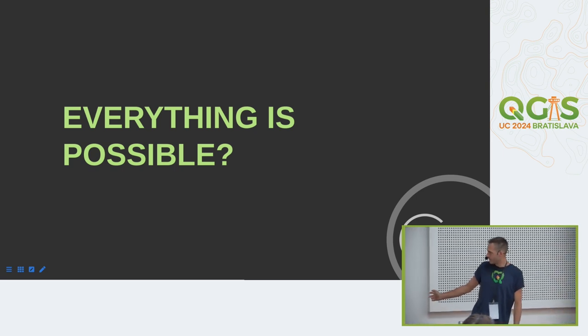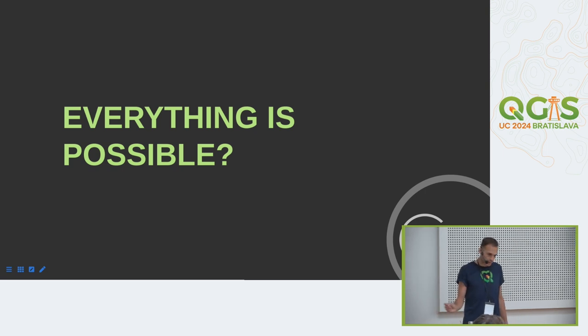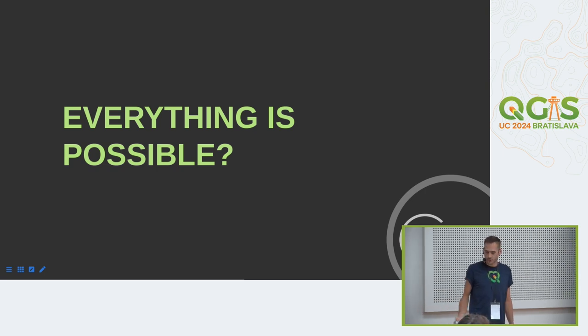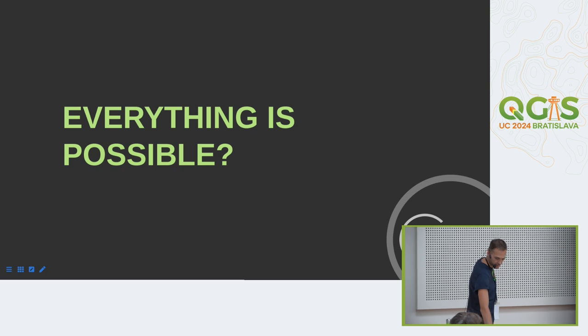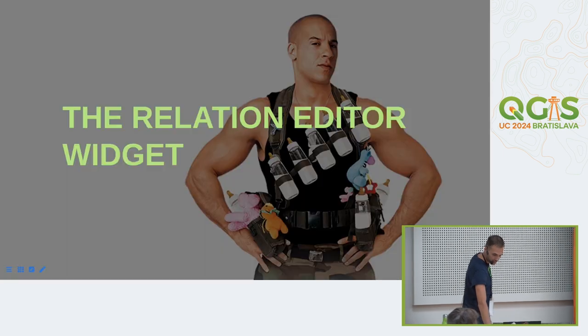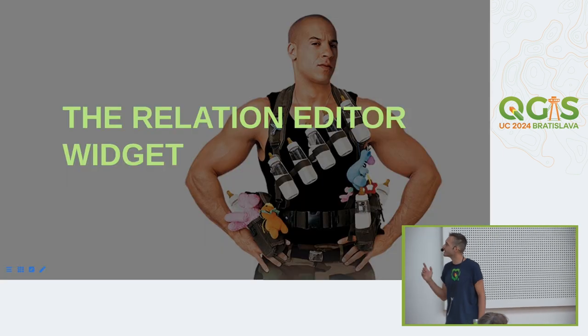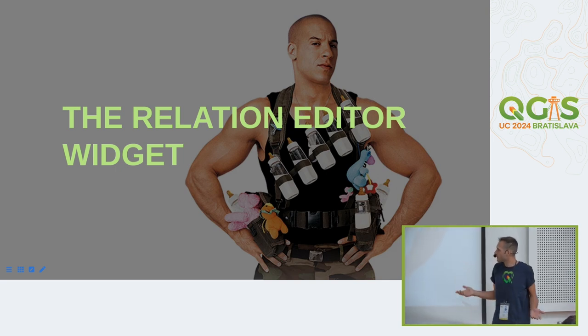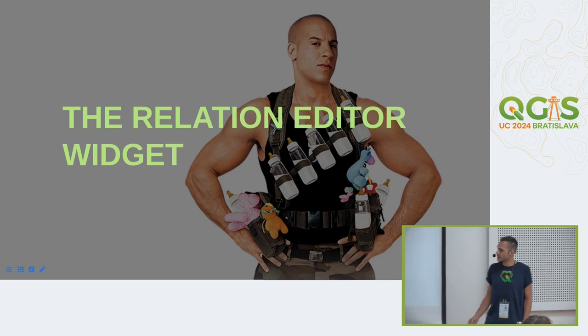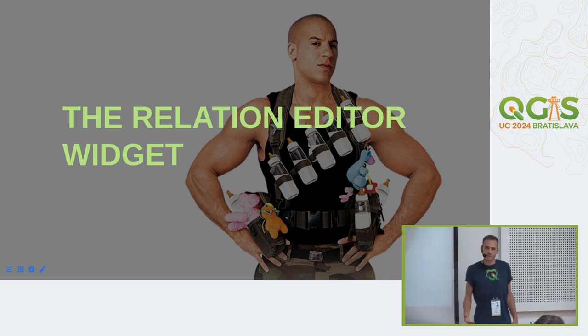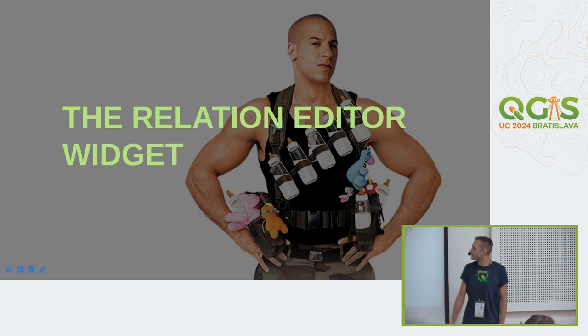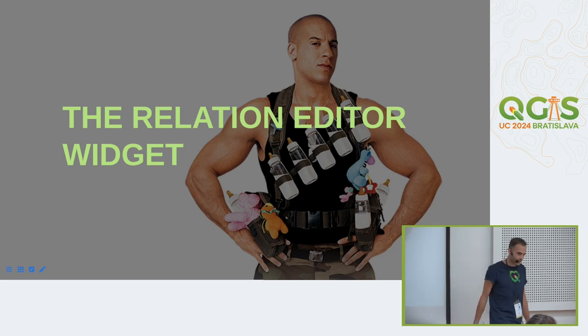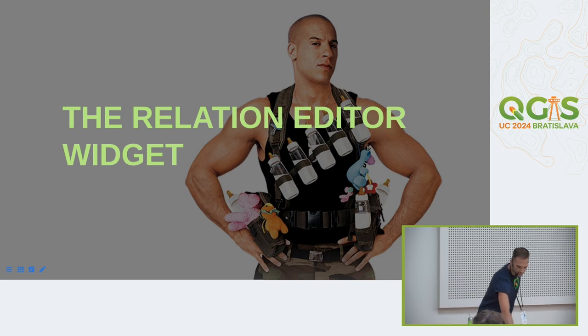Now there is one exception. There is one widget that is exposed, not only its base class, and this is the Relation Editor widget. First, what does the Relation Editor widget do? It manages the children, and that's why I use this silly background image. In QGIS, it looks more like this.